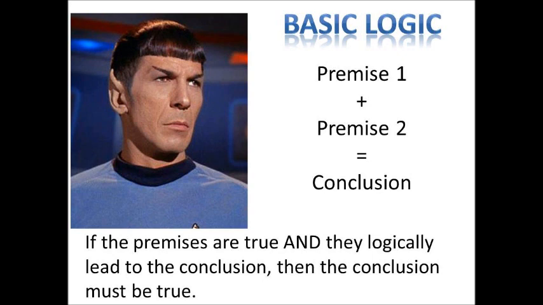Basically, a logical argument is going to consist of two or more premises that are supposed to be true statements, and those premises are supposed to add up to a conclusion. And if the premises are true, and if they logically connect to the conclusion, then the conclusion absolutely, positively has to be true, no questions asked. Okay? So both of those things, the premises have to be true, and the logic connecting them has to be true. Anybody know why I put up a picture of Spock?